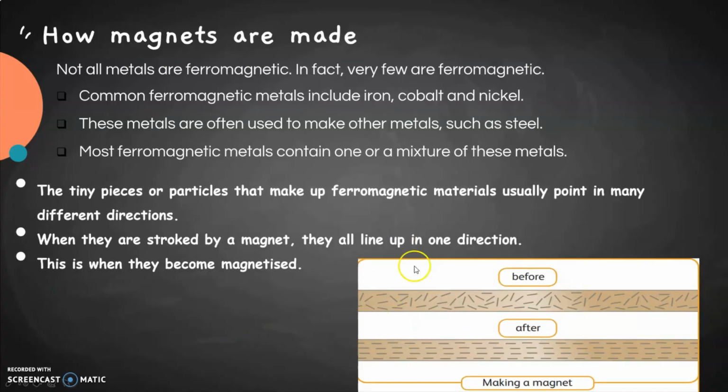Now, this is the before and after of making a magnet. The tiny pieces or particles that make up ferromagnetic materials usually point in many different directions like this. The direction is not good. But when they are stroked by a magnet, they all line up in one direction, in a good line. This is when they become magnetic.